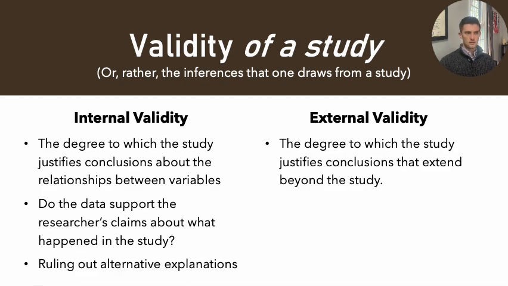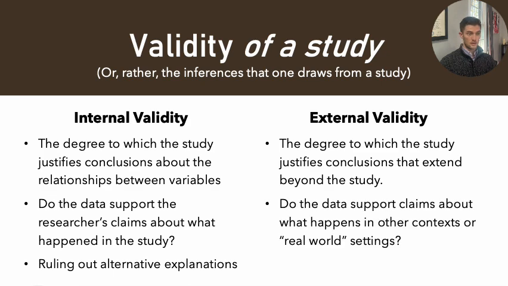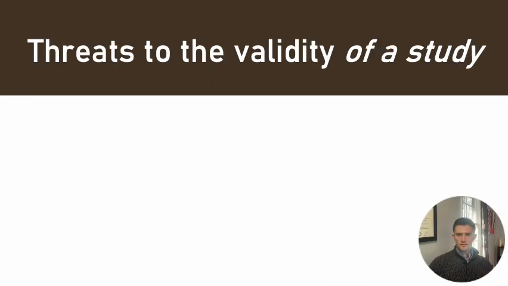External validity is about the degree to which the study justifies conclusions beyond the study. Can we generalize? Do the data from this study support claims about what happens out in other settings, or the real world, so to speak, right? It's about generalizing from the study to other contexts. There are many different kinds of threats to the validity of a study, and they come in different kinds, reflecting the internal and external distinction that we've just mentioned.